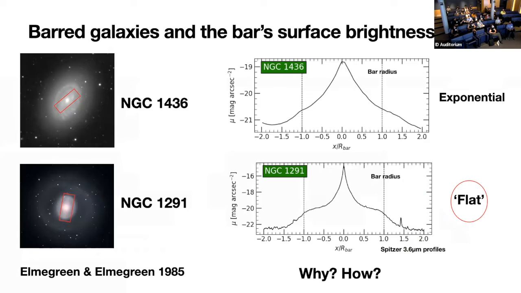And if we march along the major axis of the bar and look at the surface brightness profiles, we see two basic forms out there in nature. We see an exponential form at the top, and we see one at the bottom that's more flat. It almost looks like a sort of shoulder type profile. And we wanted to use simulations to explore this phenomenon. What's the difference between the exponential and the flat profile? The classic paper that identified these two types of profiles was Elmgreen and Elmgreen in 1985.